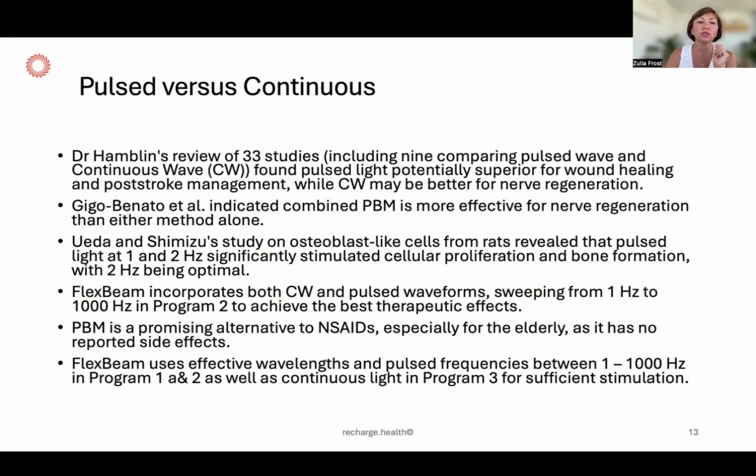The Oyede and Shimizu study looked at osteoblast-like cells, of course in an animal model, and they revealed that pulsed light at 1 to 2 hertz significantly stimulates cellular proliferation and bone formation, with 2 hertz being optimal. So here I should tell you, when you do research in scientific papers, you have to separate studies done on cells in vitro from studies done with live creatures like animals and human beings in vivo. Okay, there is a difference.